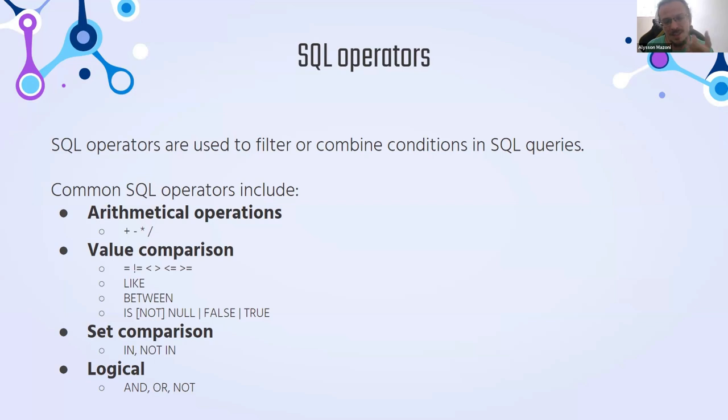You have a like, which is an operation that looks for a pattern in a string. So it's an easier way of expressing a subset of regular expressions. You have comparison sets. If you want to compare if a value is within a certain set of possibilities, you use in, or not in if it's not in it. And you have the traditional logical operators and, or, not. And all of this can be combined in any of the fields of a query, right?